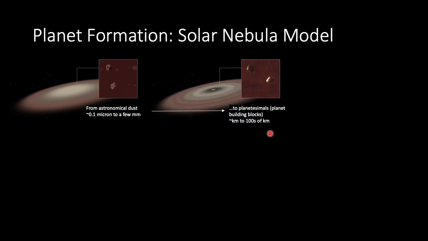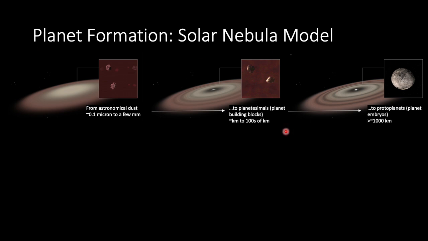Next, we move from a disk that is fairly opaque to a disk where we're starting to see some rings form. We even might be able to see evidence of a protostar. So we're going from astronomical dust that is microns to millimeters, all the way to planetesimals. And so planetesimals can range from kilometers to hundreds of kilometers, and these really are planet building blocks.